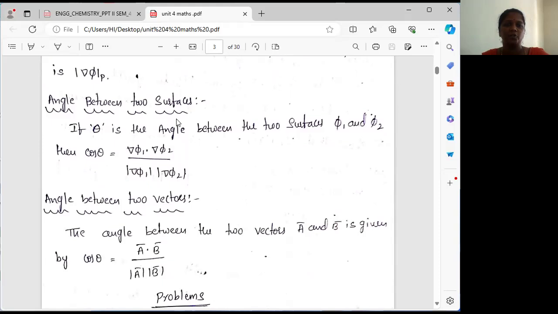Then the angle between two surfaces. If theta is the angle between the two surfaces phi 1 and phi 2, which are scalars, then cos theta equals del phi 1 dot del phi 2 by mod del phi 1 into mod del phi 2. Normal to phi 1 is del phi 1, normal to phi 2 is del phi 2, divided by modulus of del phi 1 into modulus of del phi 2.